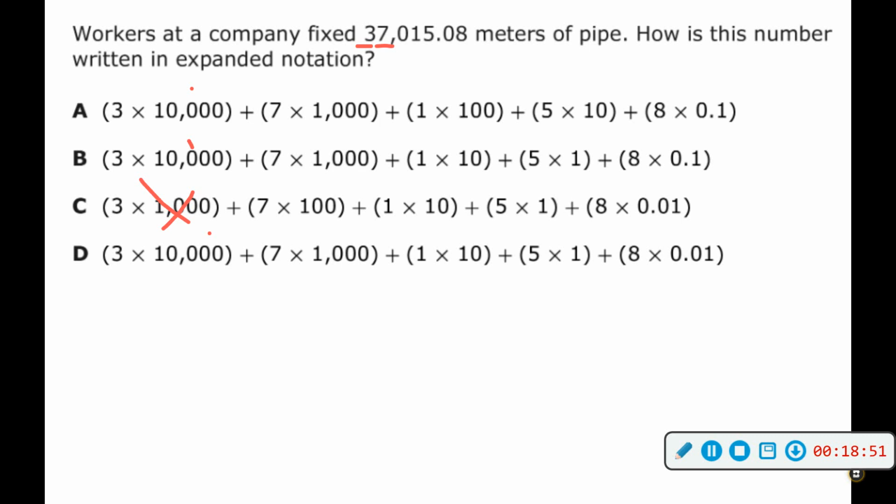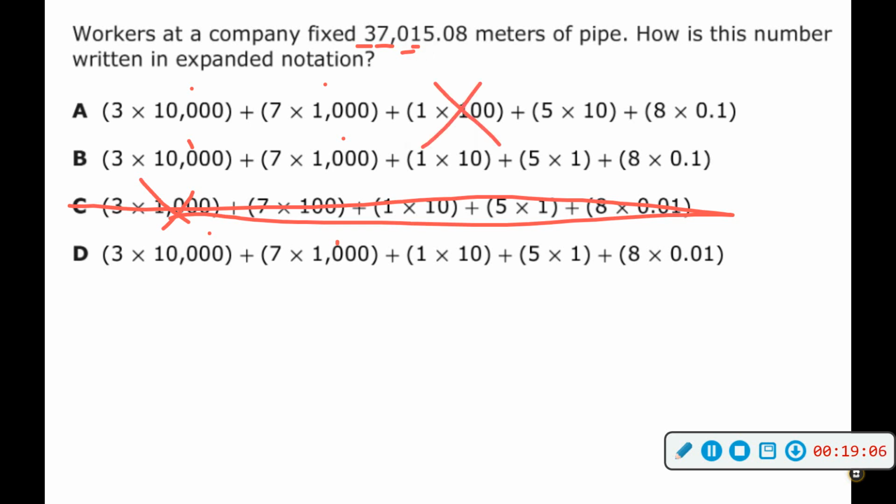7 is in the thousands. Thousands, we already said that C is wrong. And thousands. Moving on. We don't have anything in the hundreds, so we're not going to write it out. Now we have a 1 in the tens place. Do I see a 1 in the tens here? No, it's in the hundreds. Everything else is correct.